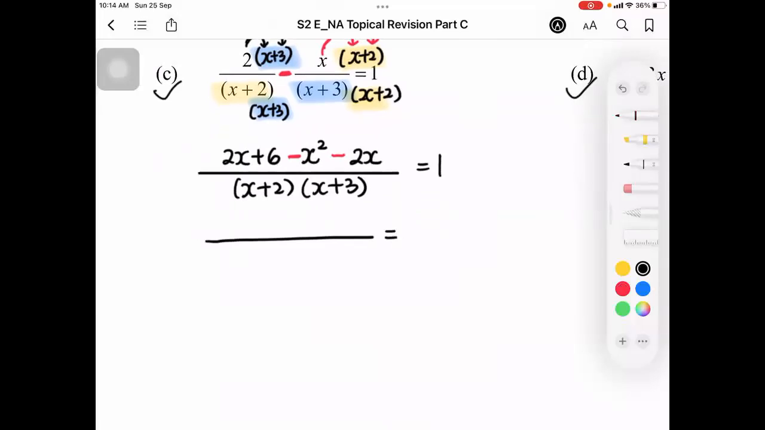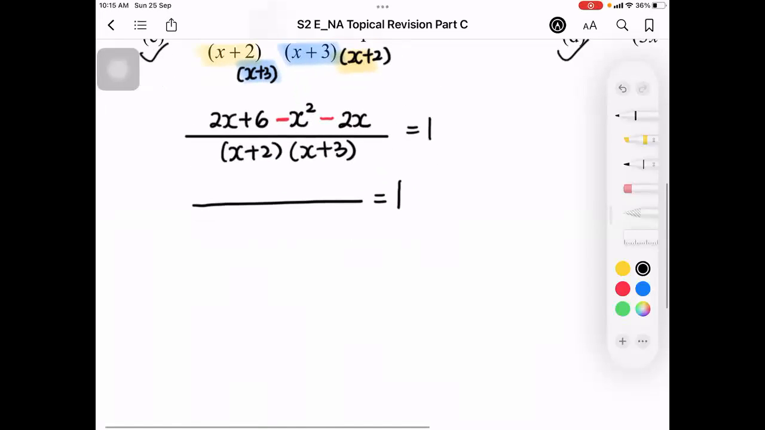Okay, then next step. This one is equals to 1, so we don't need to worry too much about factorization or cancellation. We do it much later. Then this one I rearrange. I get x squared. The 2x and the x cancel away, plus 6. All right, then this part is x plus 2, x plus 3 equals to 1.